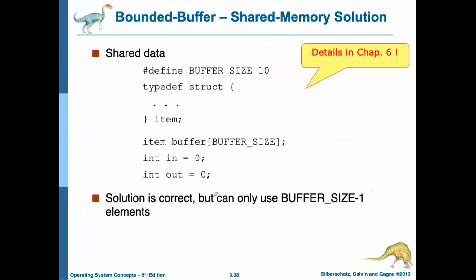Okay, this one is for the shared memory solution. This is how they declare the shared data. You can see they define BUFFER_SIZE, and then they put it in memory, with the buffer size as 10. Okay, for the buffer, the solution is correct, but it can only use BUFFER_SIZE minus one element.